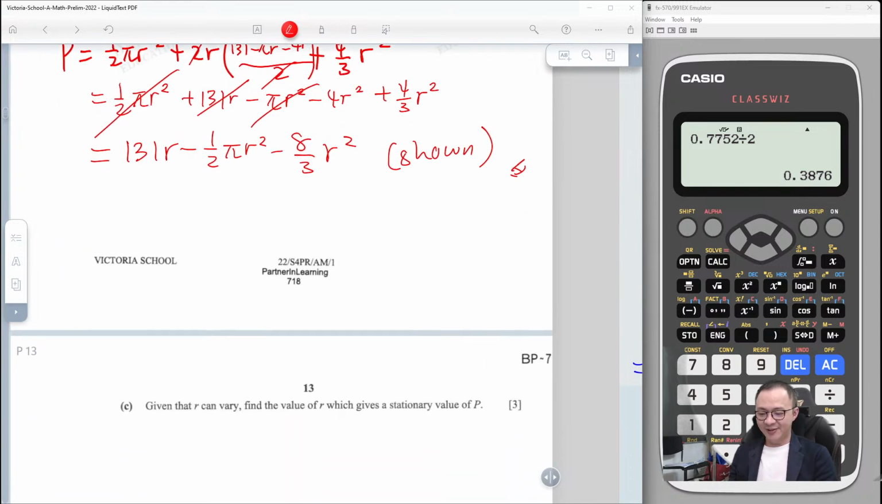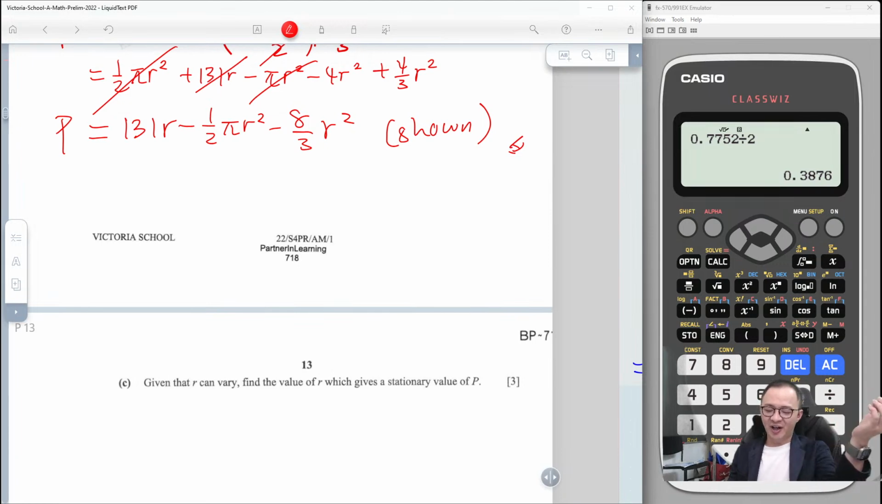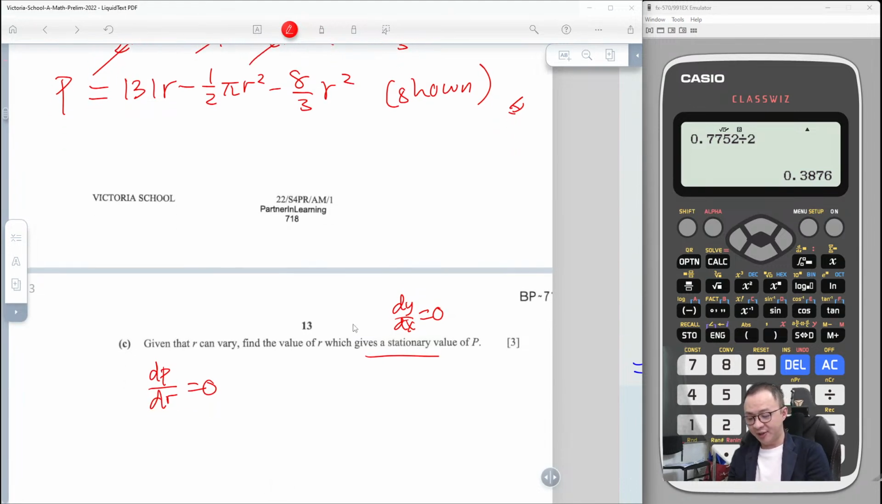Okay, after we got the answer already, I know it won't be so kind. Given that r can be varied, find the value of r which gives the stationary value of P. Yeah, differentiation. The stationary value means dy/dx equals 0, but in this case dP/dr. So dP/dr will equal 0 at any stationary point. So we just differentiate it: 131 minus pi r minus 16 over 3r equals 0.